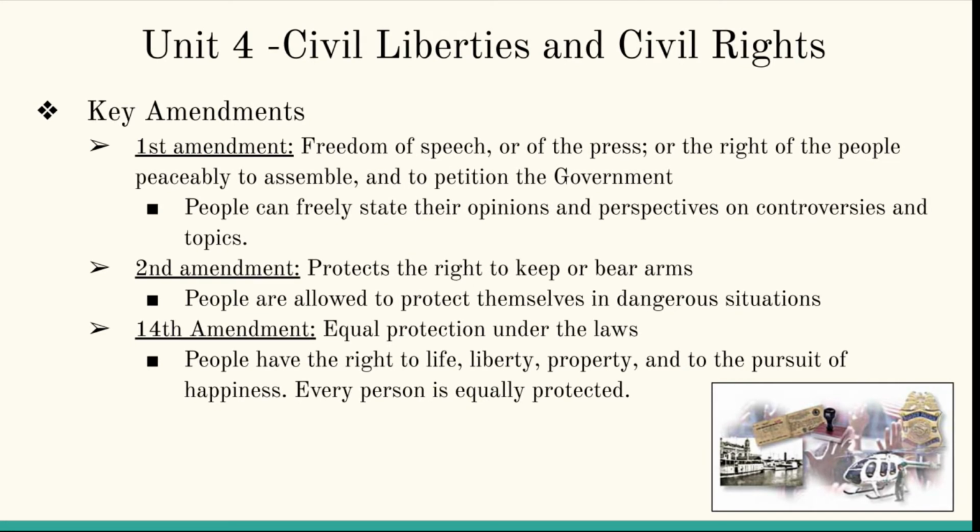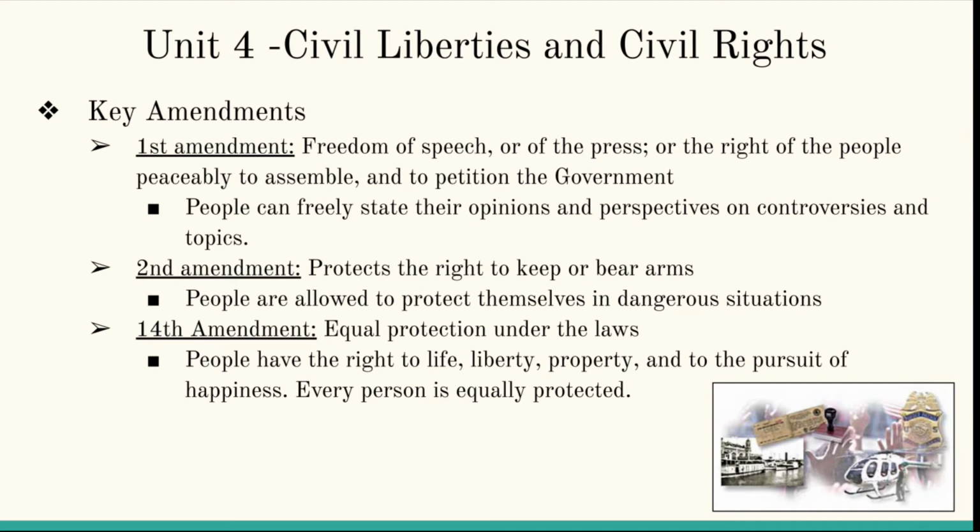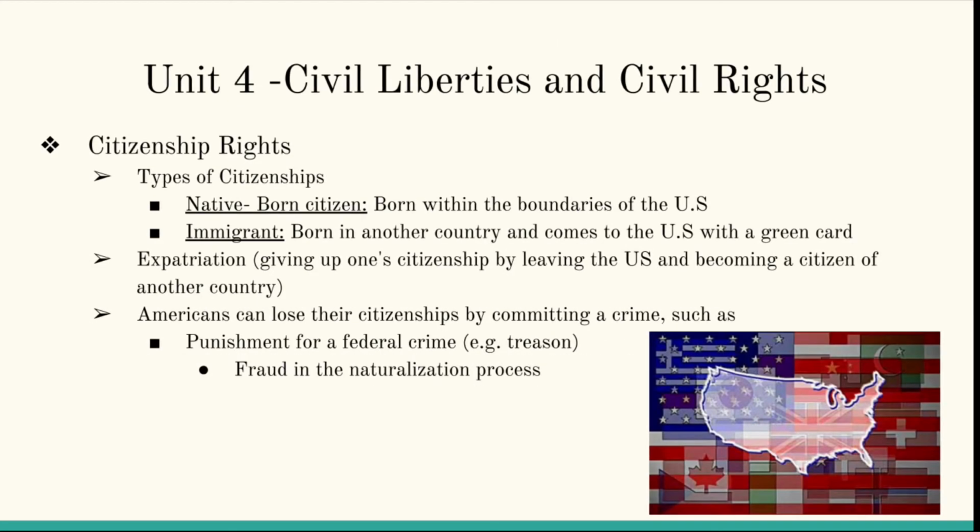Next, specifically, the 14th Amendment is important to know because it states that people are equal, especially in rights and opportunities. Now moving on to the citizenship rights.